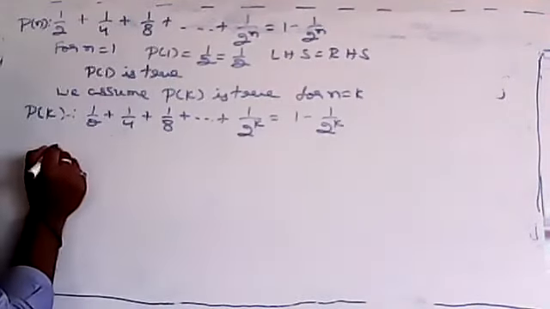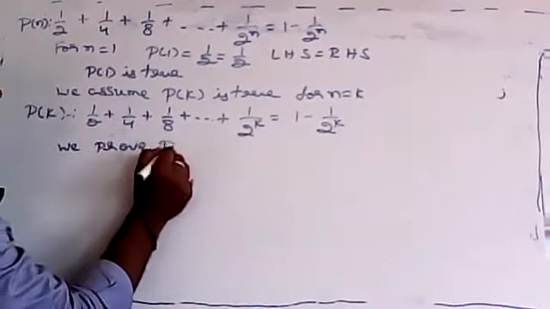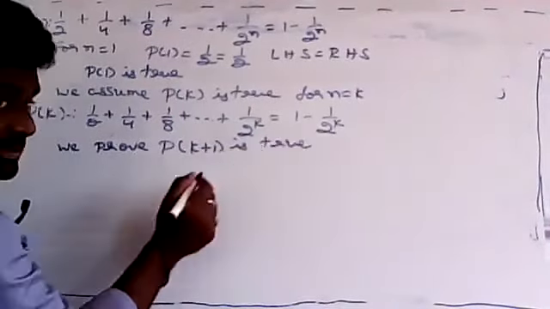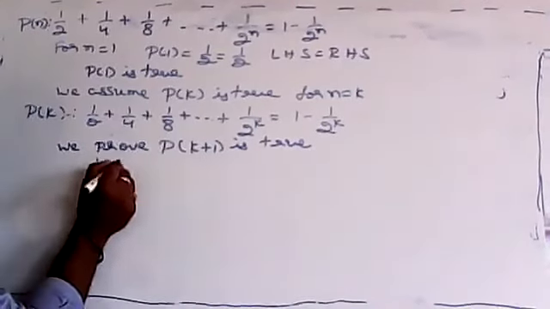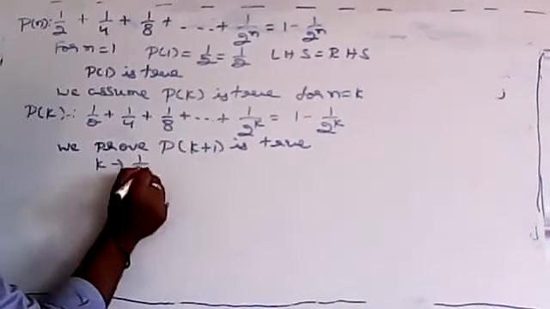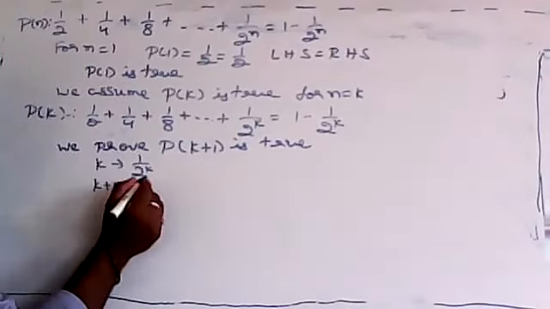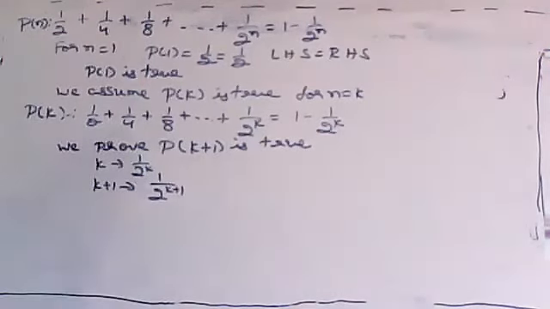Then now we have to prove that P of k plus 1 is also true. It means we have to go for the kth term. The kth term is 1/2 to the power of k. Similarly, what is the k plus 1th term? That is 1/2 to the power of k plus 1. Correct or not? The kth term is 1/2 to the power of k, then the k plus 1th term is 1/2 to the power of k plus 1.